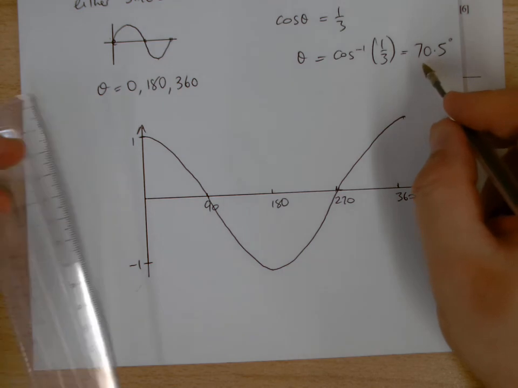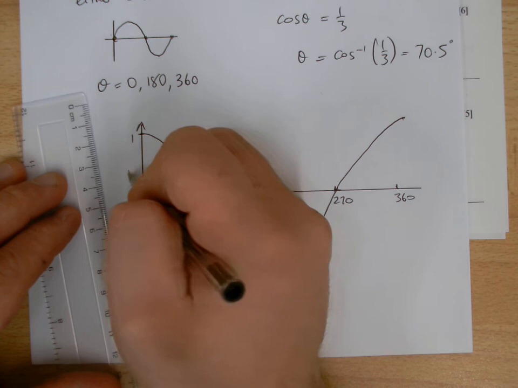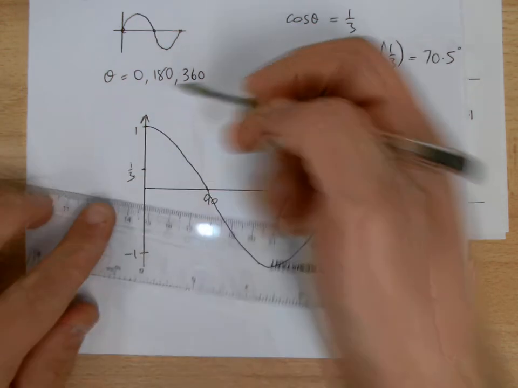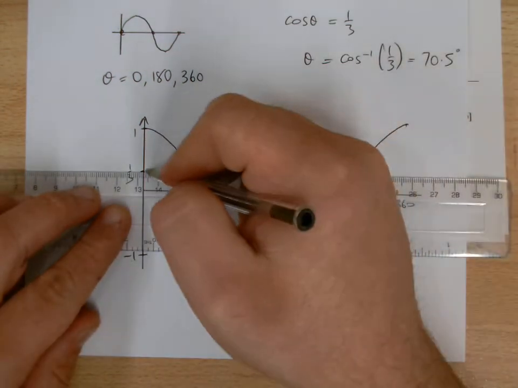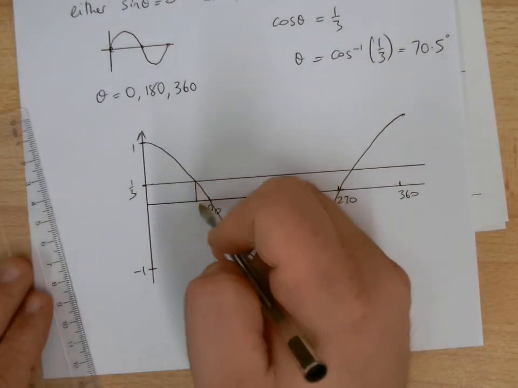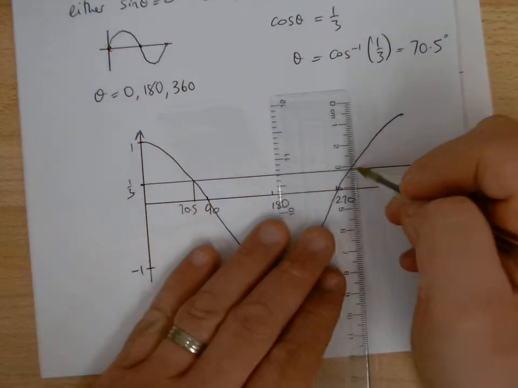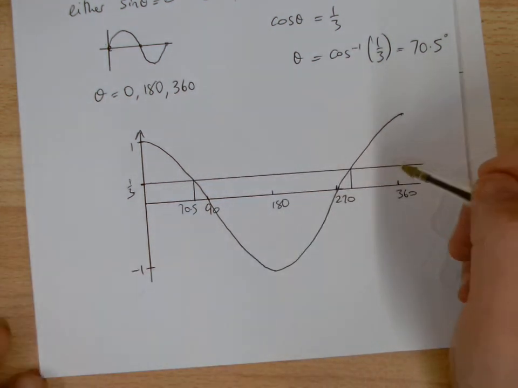So 70.5 degrees, well, and a third, isn't it? So a third is about here. Only a sketch at the end of the day, but a third is about there. You can see even with my sketch here, it looks pretty good. That is 70.5. The other angle is going to be here.